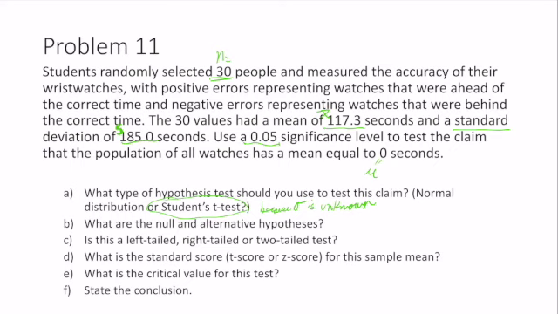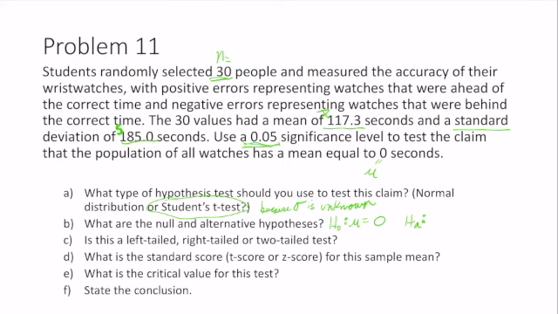Next, what is my null and alternate hypothesis? So my null hypothesis is always there's no difference from the claimed value. And my alternate hypothesis, in this case, we have to read our claim. So I want to use a 0.05 significance level to test the claim that the mean of all populations has a mean equal to 0 seconds.